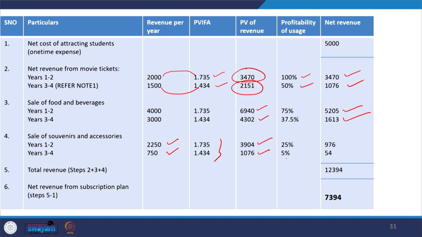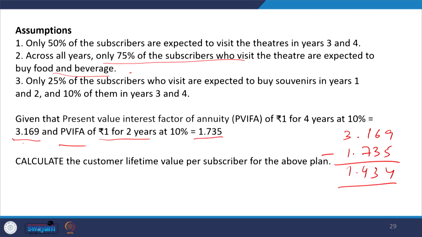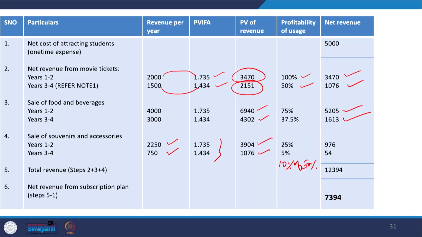So 50% of 5... let us say 10% of the 50% of people who are visiting, which is already mentioned here. Only 50% of the subscribers are expected to visit the theatres in third and fourth year. And here it says only 25% of the subscribers who visit are expected to buy souvenirs in year 1 and 2, and 10% of them in 3 and 4. So, this 10% and this 50% multiplied, now we get this 5%.